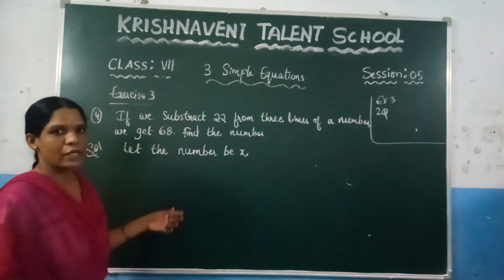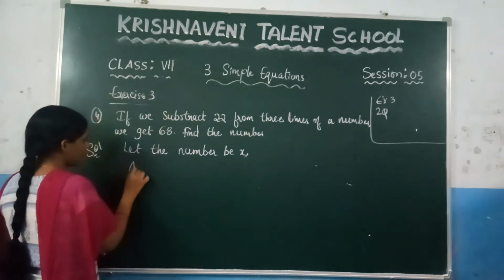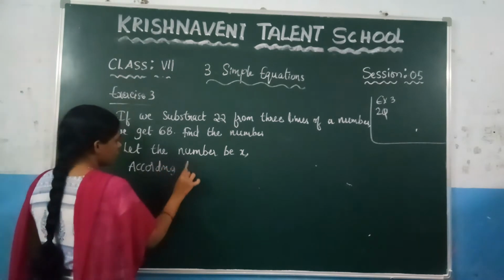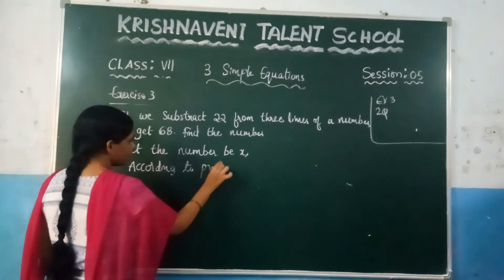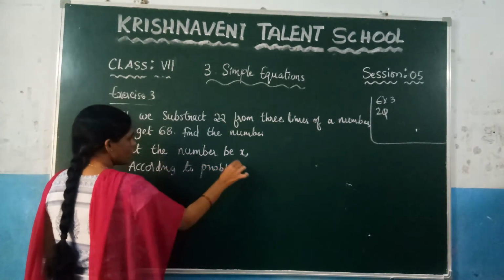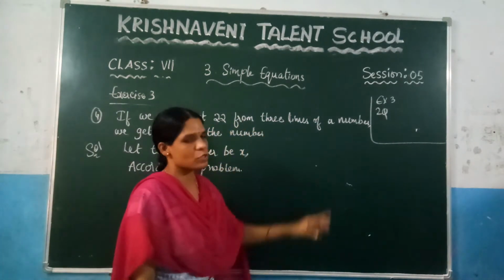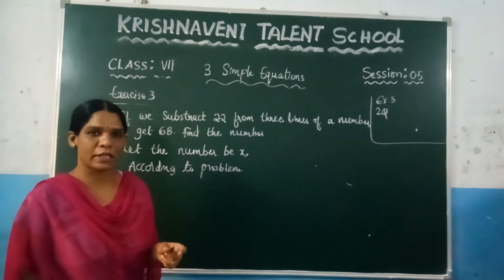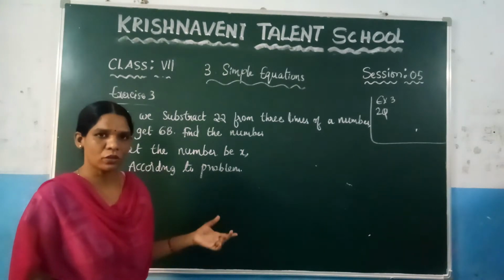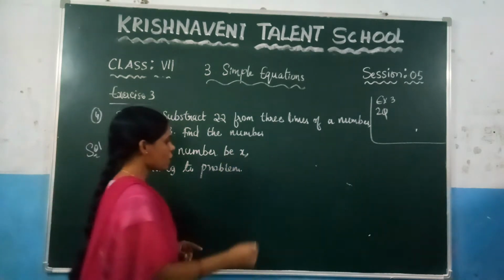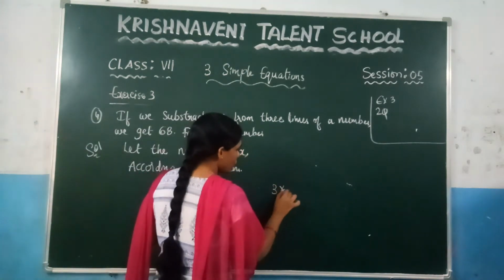So according to the problem, you can write the equation. How can you write the equation here? Read the first one. If we subtract 22 from 3 times of a number, what is the meaning of 3 times of a number? 3 into the number. The number we have treated here is x. So here you will get 3 into x.